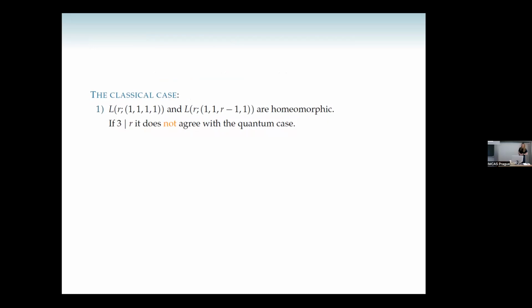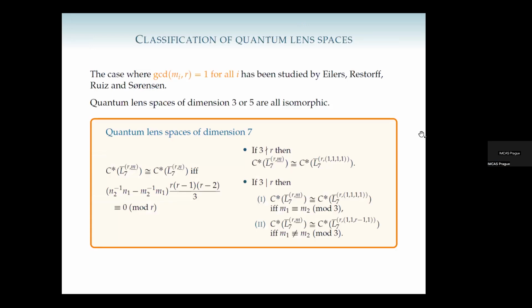Okay, so I have a bit on the classical situation here, just to compare them. So classically, we have that these 2 spaces here are homeomorphic. But if we compare with the case we just looked at, we see that if 3 divides R, it does not agree with the quantum case, because here, this is precisely the 2 parameters we have here.